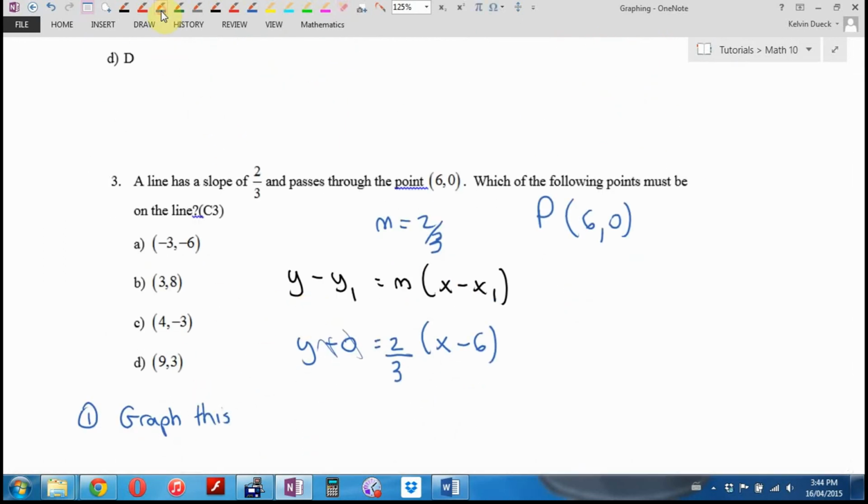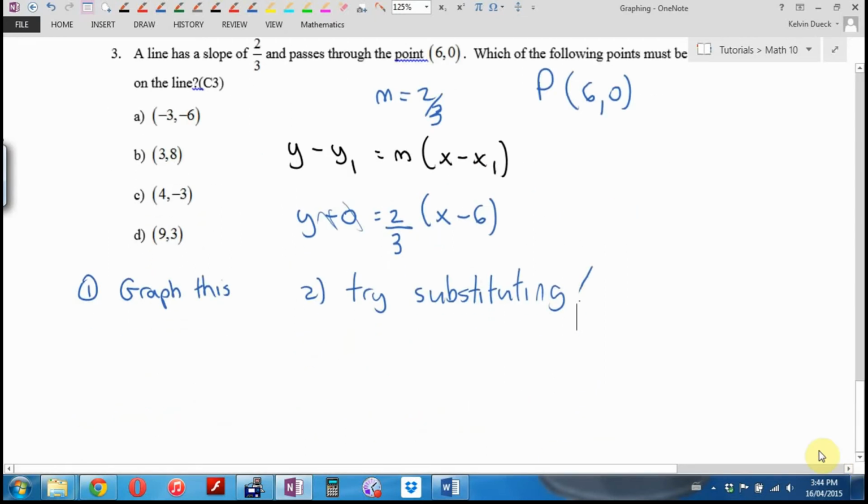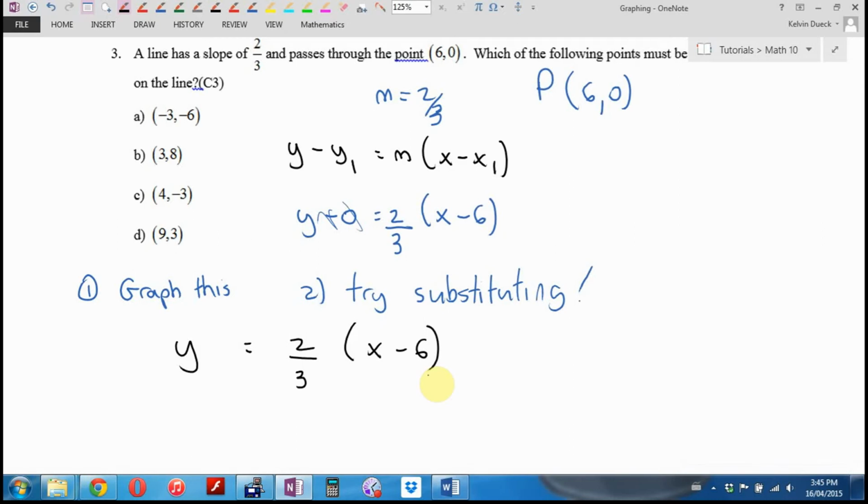Better method. What do I mean by that? So our equation right now looks like this. I'm not going to write the 0 this time. What you can do is see which of these points works. What's the first point? What's point A? So I'm going to try. Here's what that means. Wherever there's an x, replace every x with a, wherever there's a y, replace every y with a, and then see if you actually get a true statement.